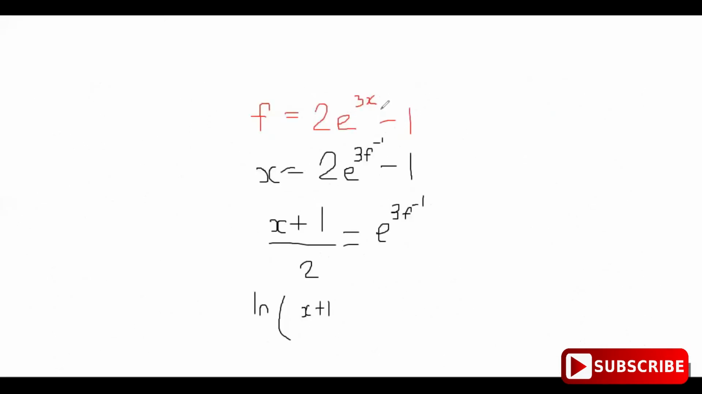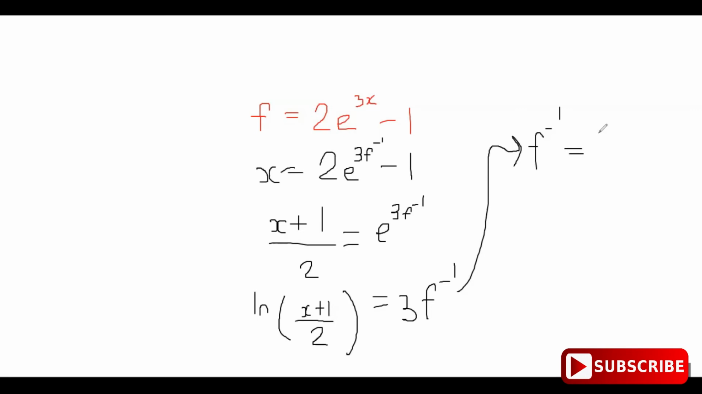And so we take the natural log of both sides, and so we get the natural log of x plus 1 over 2 is equal to the natural log of e to the 3f inverse, but the natural log of e is 1, so it's just 3f inverse. And so we're going to divide both sides by 3 to get f inverse is equal to 1 over 3 times the ln of x plus 1 over 2. That's the answer. Easy question. That's a CSEC question to find the inverse.